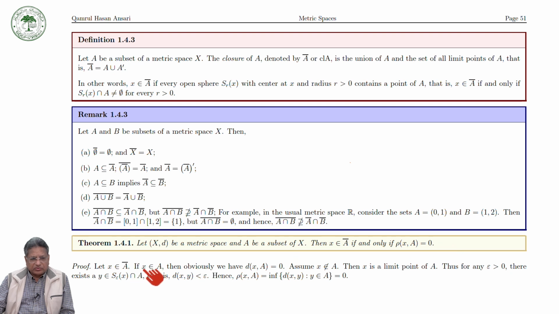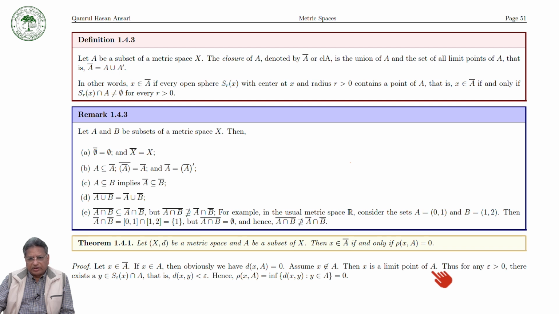Because of the definition, closure of A is equal to A union the derived set, so x can be an element of A or of the derived set. Suppose x is in A. Then d(x, x) is 0, and since we are taking the infimum over A, this would be equal to 0. So we will get the answer, no problem. So assume that x is not in A. Then x must be a limit point of A.